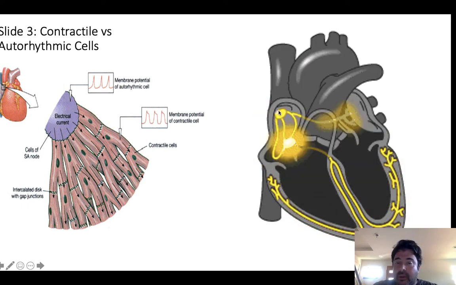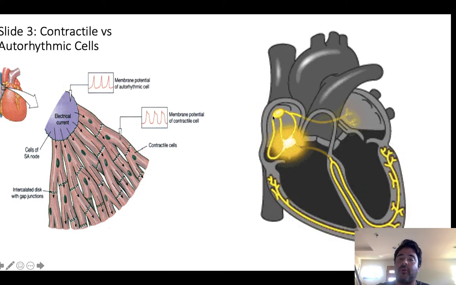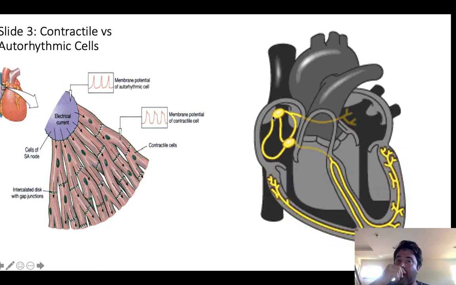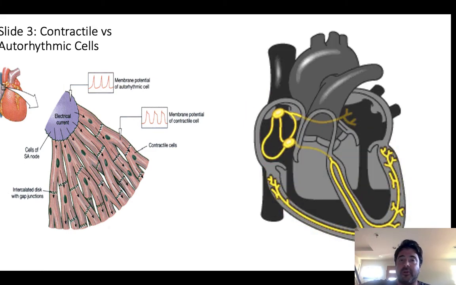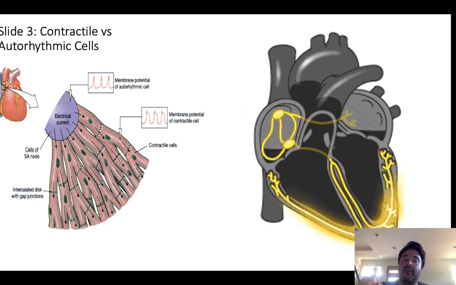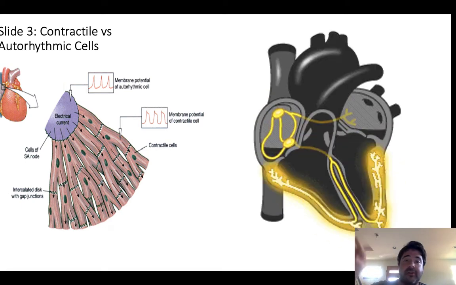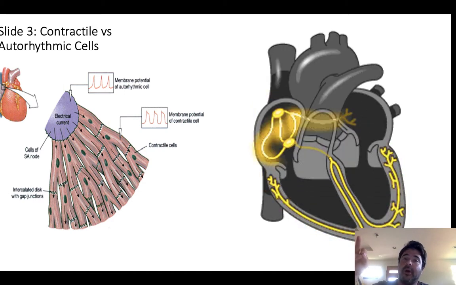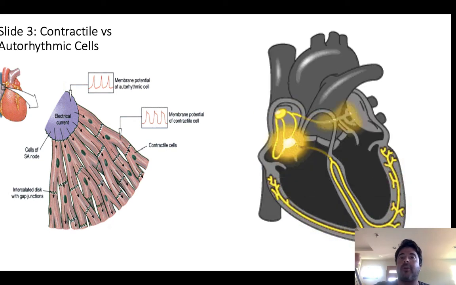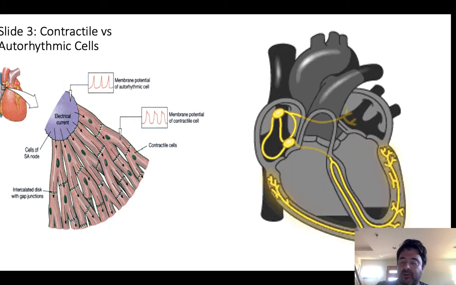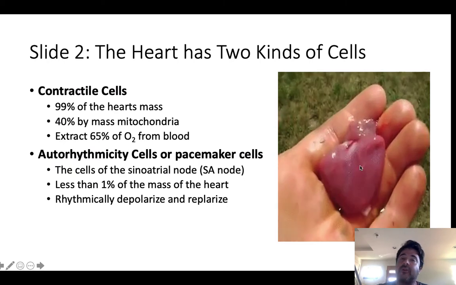So this is the SA node. The SA node, or sinoatrial node, rhythmically depolarizes and repolarizes faster than every other cell in the heart, at about 60 to 100 times per minute. Because the cells of the sinoatrial node rhythmically depolarize and repolarize faster than any of the other tissue in the heart, the cells of the sinoatrial node establish the pace of the heart, and therefore we refer to them as being pacemaker cells.